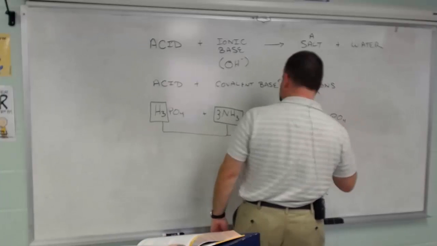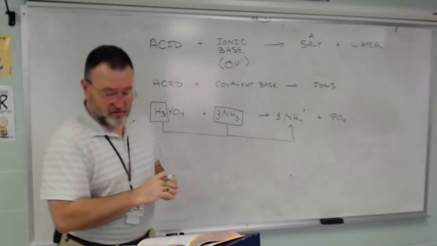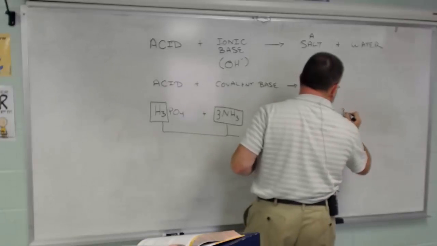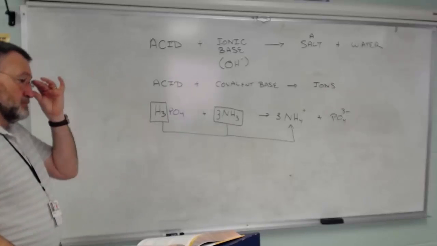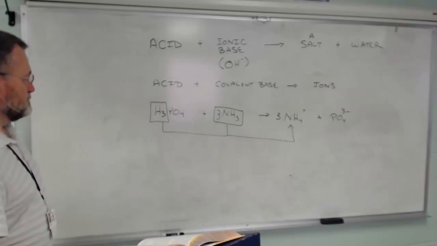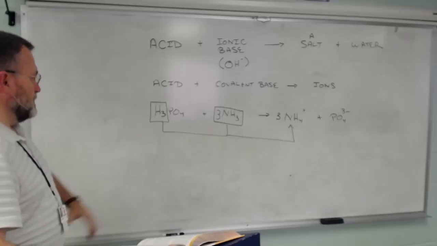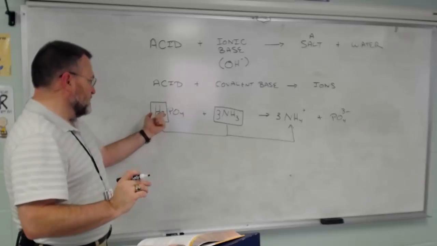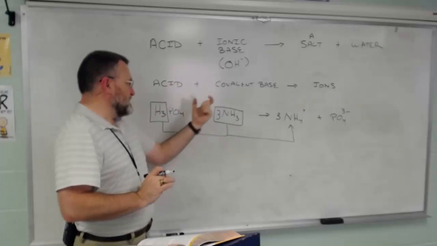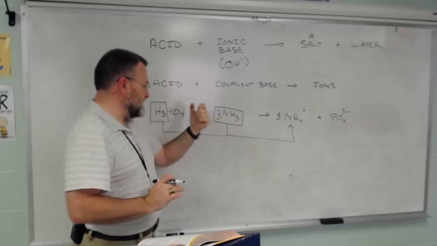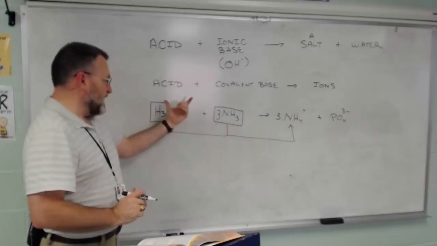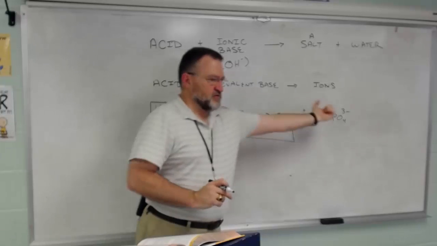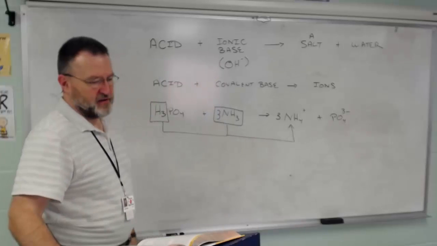I don't lose it. I still have to include it in my equation. But that's the product of reaction now. The hydrogens from my acid combine with my base, with 1 hydrogen added to each molecule of my base, to form an ion, and then the remaining ions get carried into solution as part of my products of reaction.